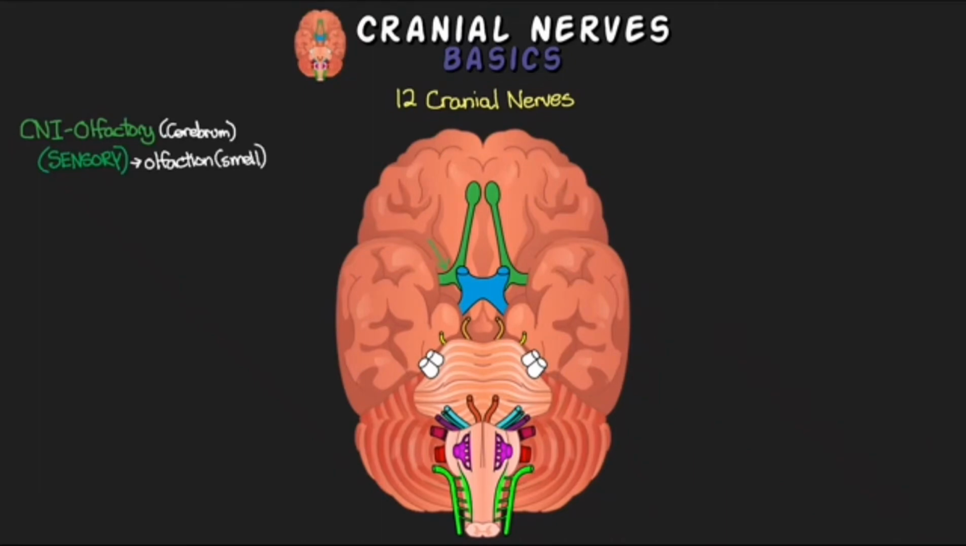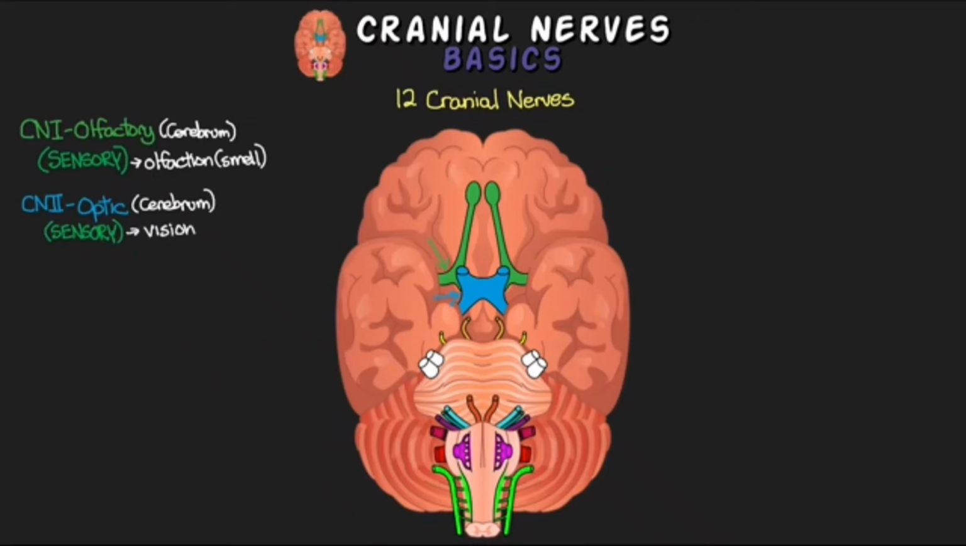All right, the next cranial nerve that we're going to talk about is this one here in blue. This is cranial nerve 2, which is our optic nerve. It is the other one of the only two nerves originating from our cerebrum. And just like the olfactory nerve, the optic nerve is solely a sensory nerve and is the one responsible for vision.